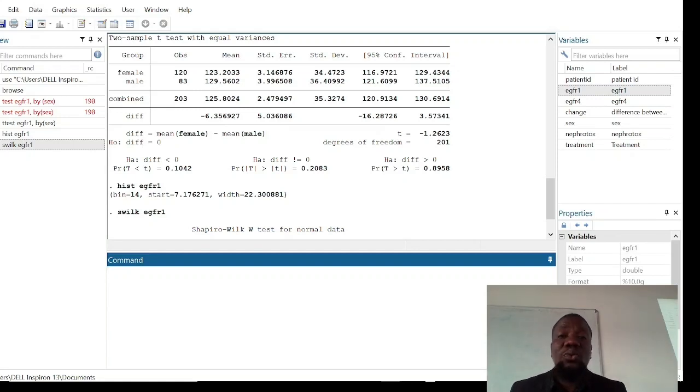So what do you do in this case? You use the alternative of the t-test, which is the non-parametric alternative. We call it the Wilcoxon rank sum test. So we say ranksum EGFR1 by sex.